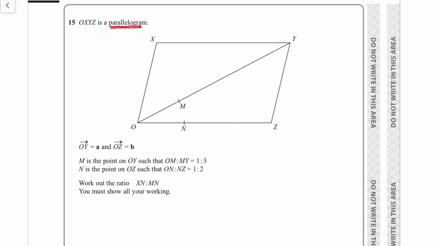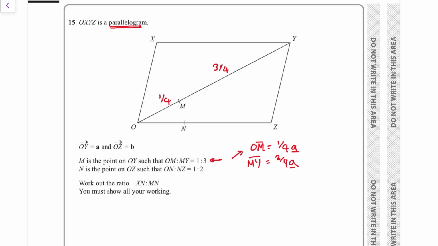Then it also says a bit further on that the break between O to Y is 1 to 3. So in other words, this is 1/4. 1 to 3 is 4 parts. So 1 part here and 3 parts here, which means, and I'm going to write it here because I don't want to be moving up and down too much, which means I can say that O to M must be the same as 1/4 A, and M to Y is the same as 3/4 of A. And that may or may not be something I use later on in the question.